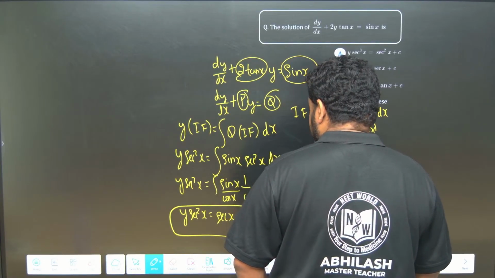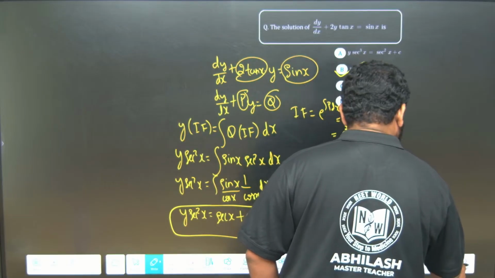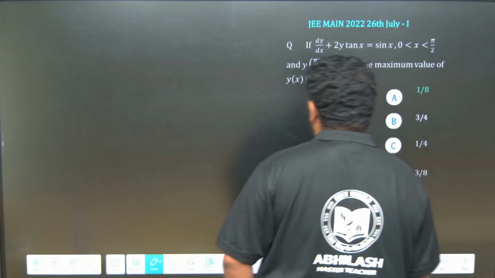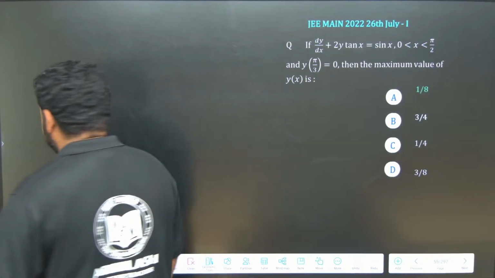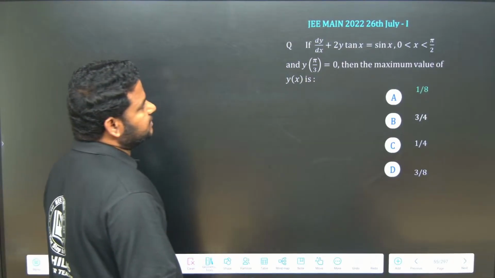Let us move to the next question. So y into secant square x is equal to secant x plus c. This is the way to solve this question. Now have a look at this question, JEE Main 2022 question.